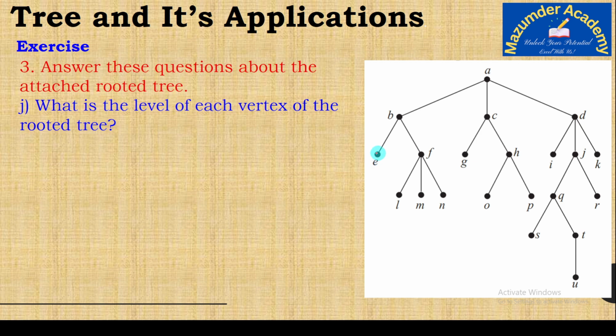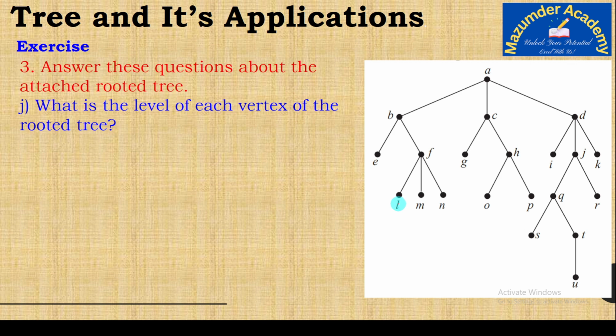Next, for example, E. How many edges connect E to the root? 2 edges. So the level of E will be 2. Similarly, E, F, G, H, I, J, K are all of the same level 2.